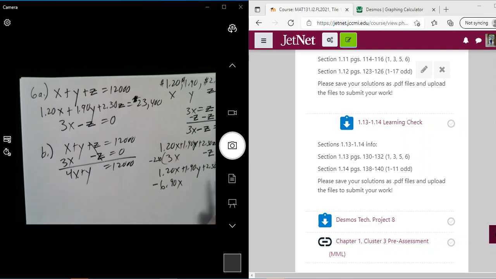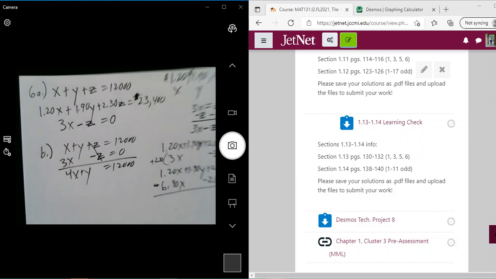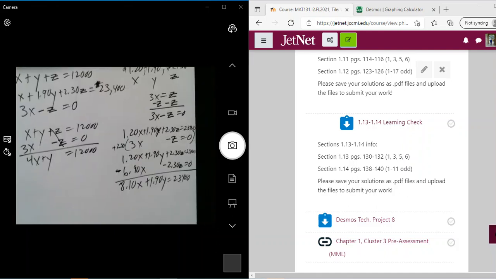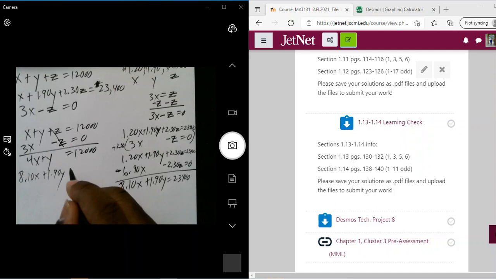Actually, I made a little error here. I shouldn't have multiplied by a negative. I should have kept it positive because their signs were different. So then this would be a negative 2.30Z equals 0. So this would give us $8.10X plus 1.90Y is equal to 23,400. Now, we will put this over here, 8.10X plus 1.90Y is equal to 23,400.